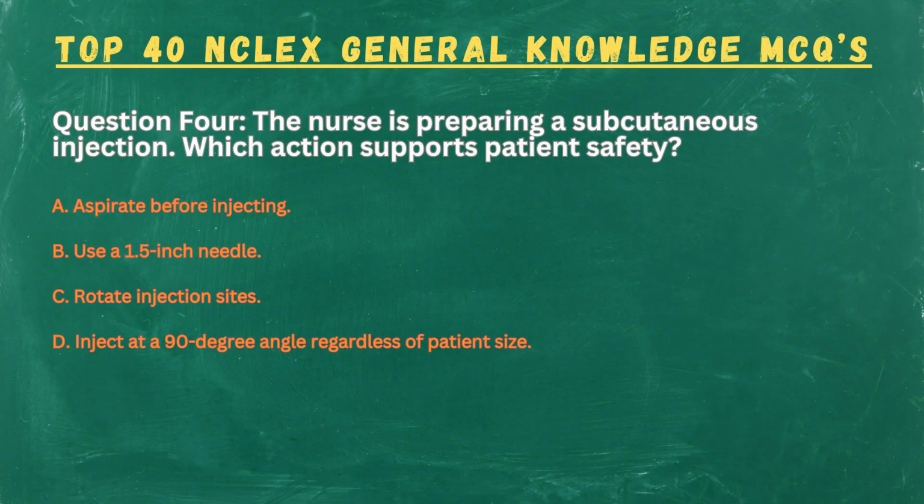Question 4. The nurse is preparing a subcutaneous injection. Which action supports patient safety? A. Aspirate before injecting. B. Use a 1.5-inch needle. C. Rotate injection sites. D. Inject at a 90-degree angle regardless of patient size. Answer: C. Rotate injection sites.